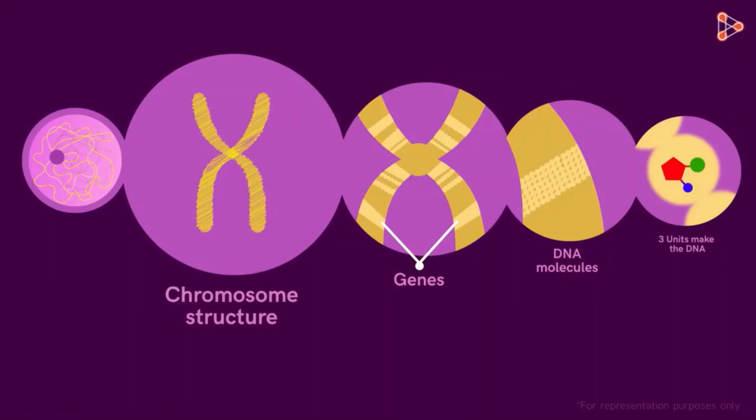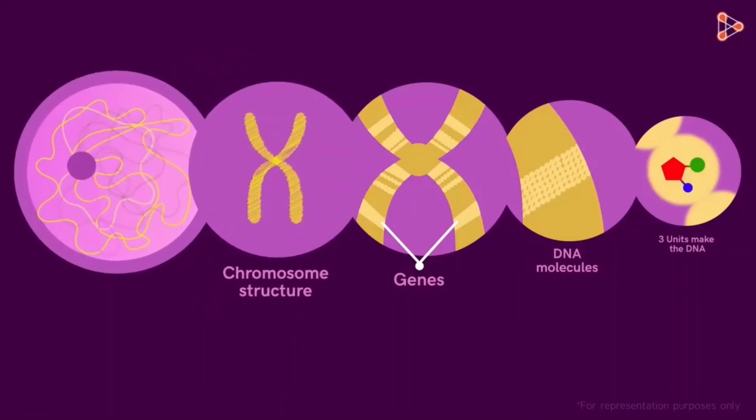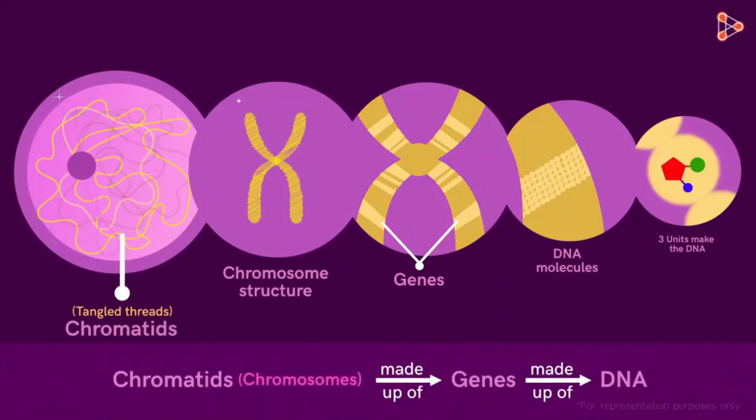Chromosome is the classical structure obtained only during cell division. When the cell is not in the dividing phase, the genetic material is present in the form of tangled threads called chromatids. So this is the basic idea of the genetic materials in our cells, which we needed to understand in order to look at the laws in genetics.